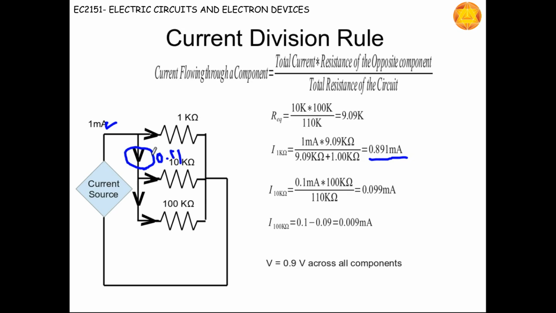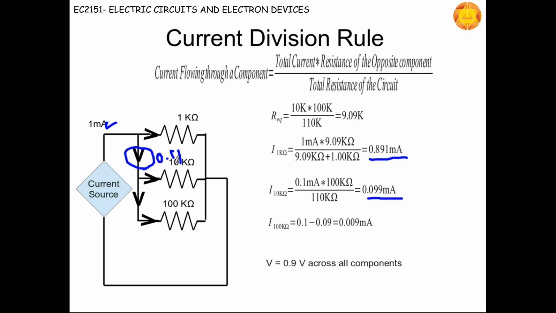Here, if you want to calculate the current that is passing through the 10 kilo ohms, you consider 0.1 milliamps, which is the total current, times 100 kilo ohms, because this is the only opposite resistance, divided by the addition of the two resistances. Only these two resistances are in the circuit now. The other was already calculated, so we can omit it. So it is 0.1 times 100 kilo ohm divided by 110 kilo ohms, which gives you an answer of 0.099 milliamps.